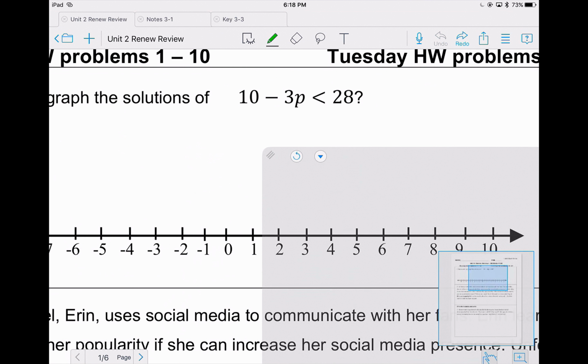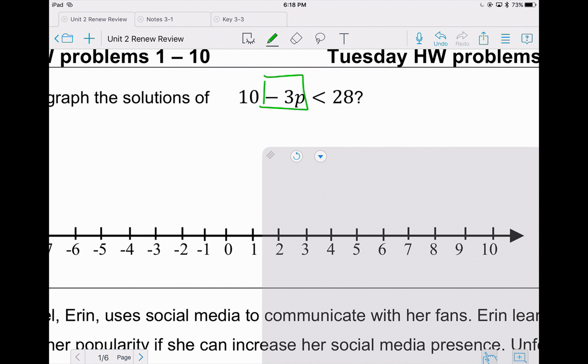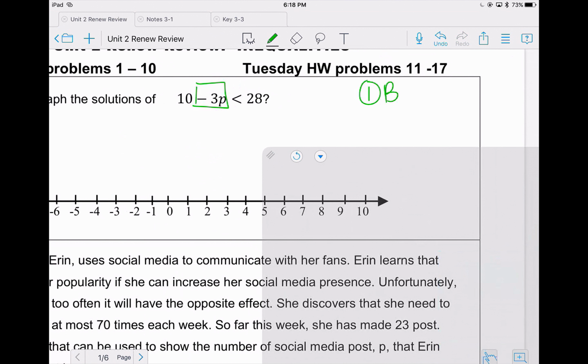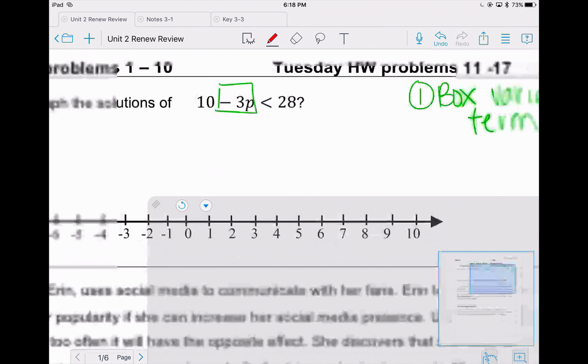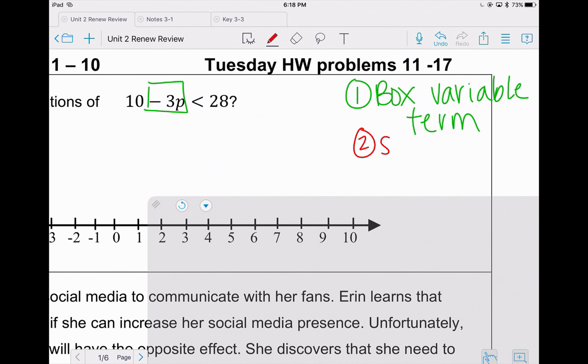So the first thing I'm going to do is box my variable, or my term, with the variable. Notice that in my box, the negative is with the 3p because the negative in front means that it goes with the 3p. So my second step is going to be subtract 10 from both sides because I need to move a positive 10. I move a positive by doing the opposite, which is negative. This cancels and I have negative 3p is less than 18.